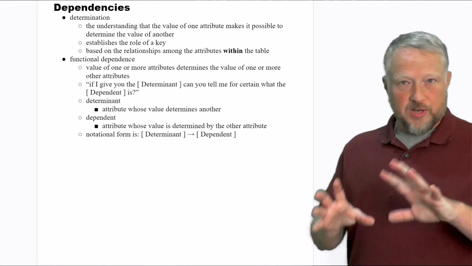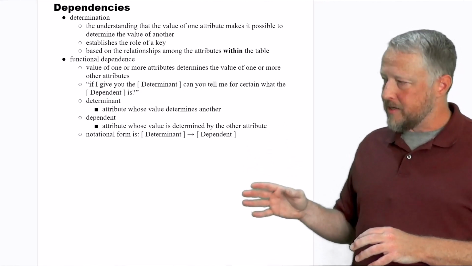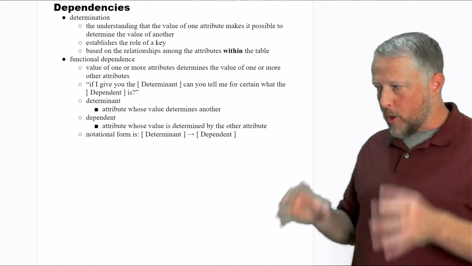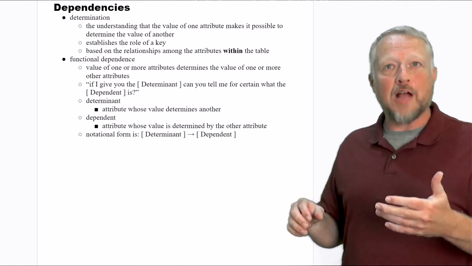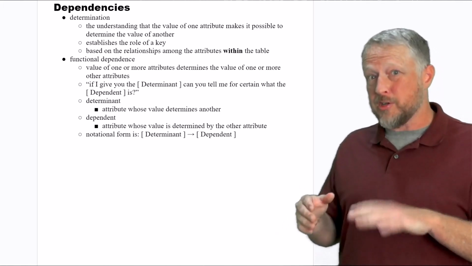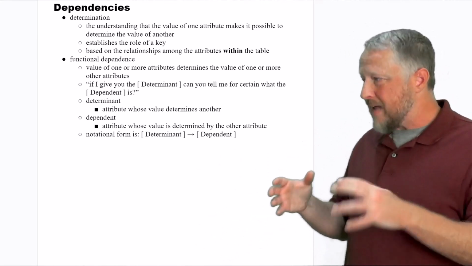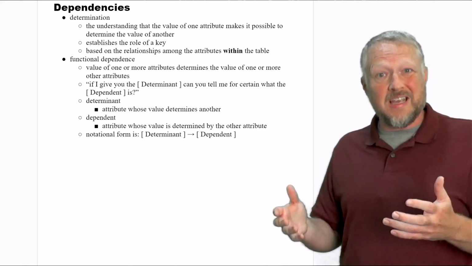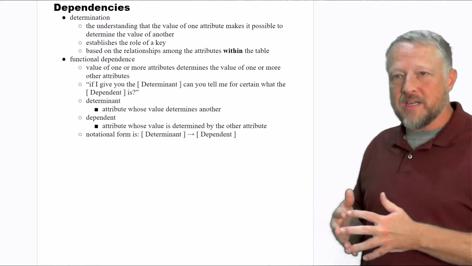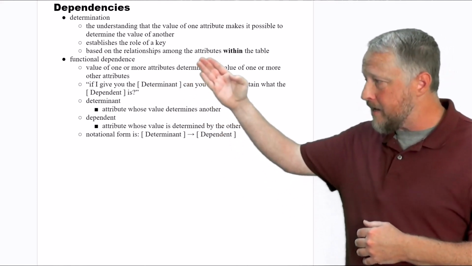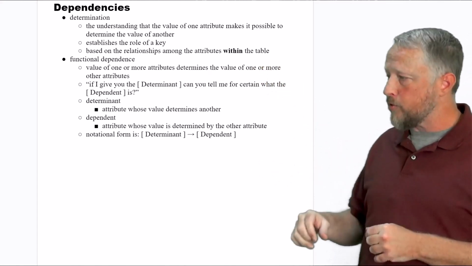This is a multiple stage setup here, so bear with me. In dependencies, we're going to use a determination to understand that the value of one attribute makes it possible to actually determine the value of another. Why is this important? Because it establishes that we might have a key, or attributes that make up a key, in the table. And this is within the actual table itself, not between tables. So you're going to see one single table with all this.